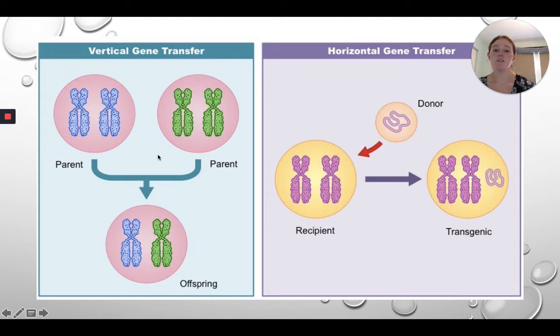This would be if you had two parents and you have your offspring down here. Now we don't have parents when we talk about bacteria. We have donors and we have recipients. So vertical gene transfer would be what we do, but when it comes to bacteria, this is just going to be binary fission. Horizontal gene transfer, this is where you have the donor and the recipient with that sex pilus, and they can make or modify the DNA of that recipient.